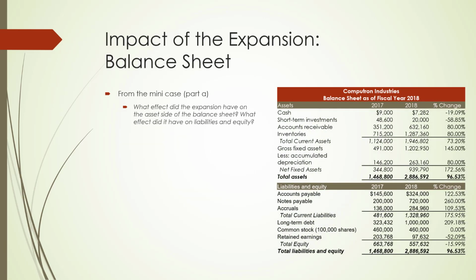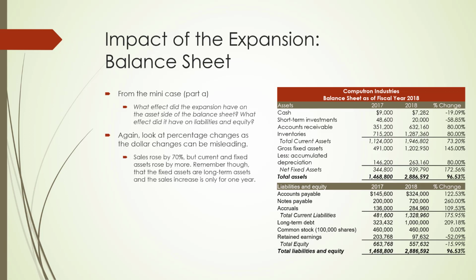Now, Part A also asks, what effect did the expansion have on the asset side of the balance sheet? Well, if you look at total assets, you can see that total assets almost doubled. And again, it's important here to look at percentages as opposed to dollar amounts. So sales went up by 70%, but total assets went up by 96.5%. Now, again, these are assets that the firm can use for many years into the future, and the sales increase and the net income decrease represents only 1 year worth of results.